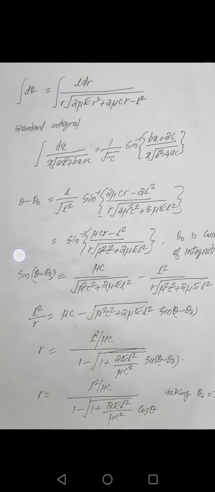Integral dx by x square root of ax square plus bx plus c is equal to 1 over root minus c sine inverse of bx plus 2c by x root of b square minus 4ac. So I am using here x is replaced by r, a is 2 mu E, b is 2 mu C and c is minus L square. On the left hand side, integral d theta is theta plus a constant. I am taking the constant as minus theta 0. So theta 0 is some constant of integration.